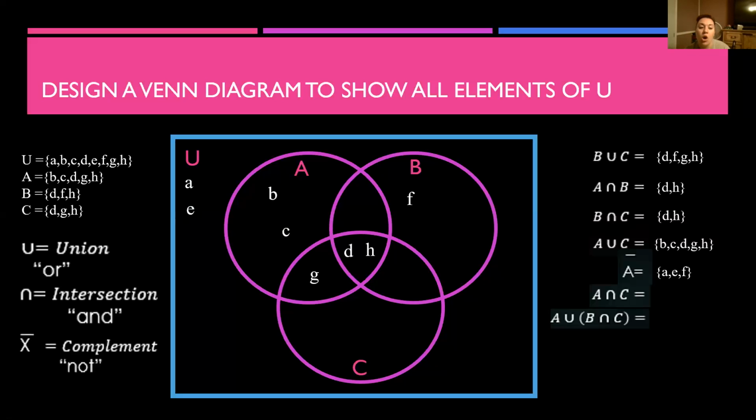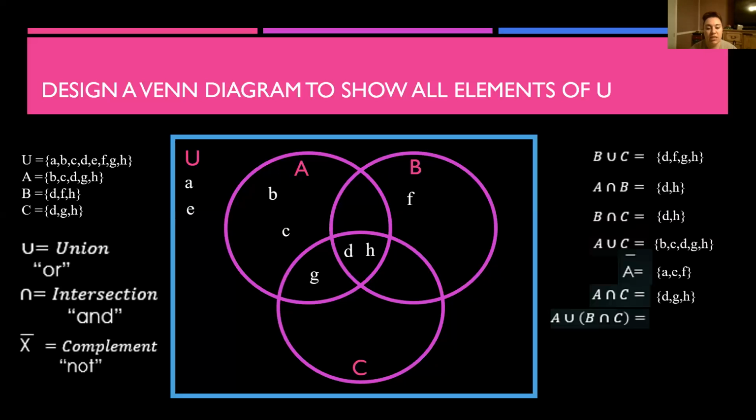So now we want our A intersection C. What's in A and C? Pretty much that's going to be b, c, g, d, and h. Well, A and C is what is in both of them, not in either or.